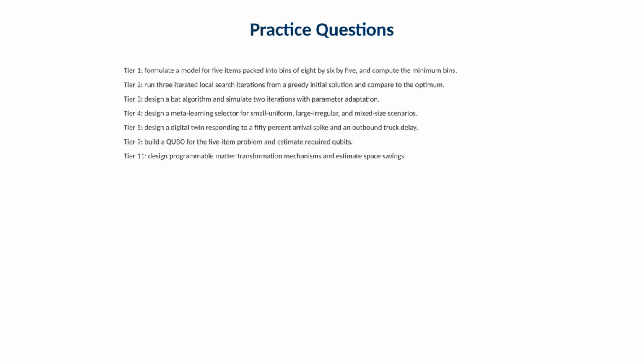These practice questions help you apply each tier. In Tier 1, you build the full mixed integer model and compute a small case by hand. In Tier 2, you design a neighborhood and run a few iterated local search iterations. In Tier 3, you define BAT algorithm parameters and simulate updates.